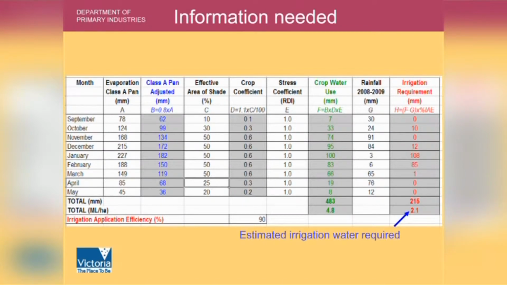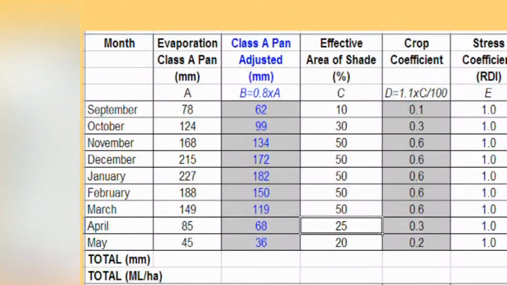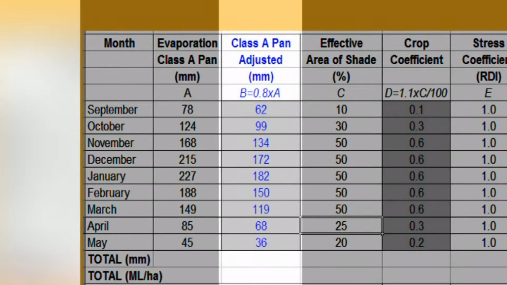If we take a look at the spreadsheet, looking at column A, we can see evaporation figures taken from a Class A pan. To keep the spreadsheet simple, we've used Class A pan because it is more readily available. But this figure is corrected by multiplying the Class A pan by 0.8. This is simply because the Class A pan tends to read a little higher than ETO, the evapotranspiration figure that's calculated at a weather station.